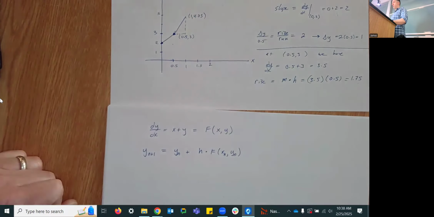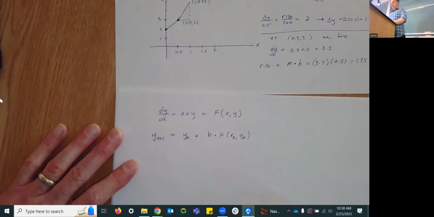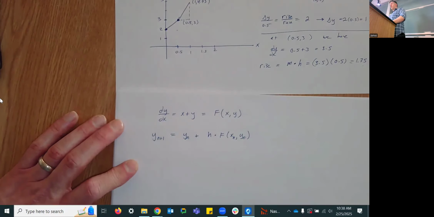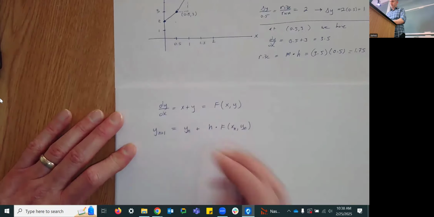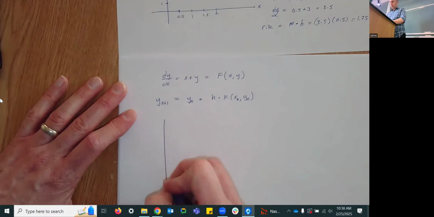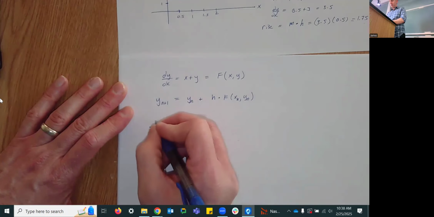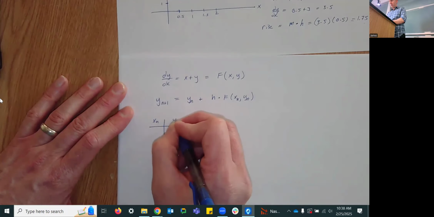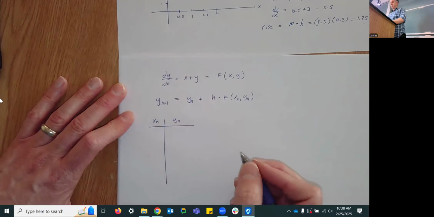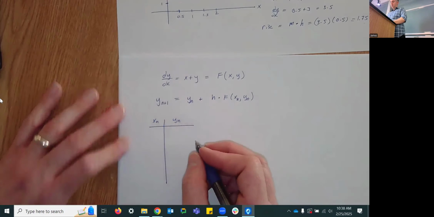So let's make a table and kind of get there. How do I like this table? Good question, James. How do you like this table? So I kind of think I just like xn and yn. So my x values, my y values, maybe we'll write the slope values too.